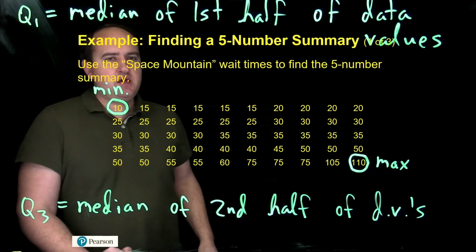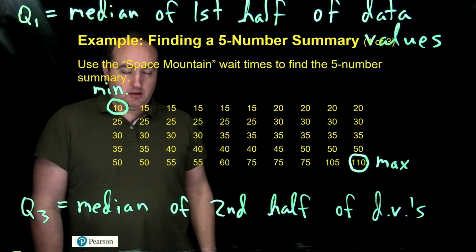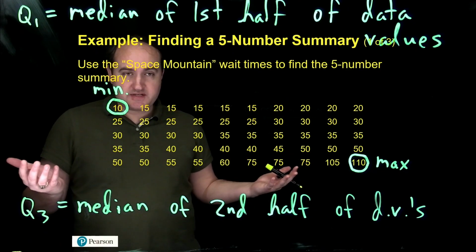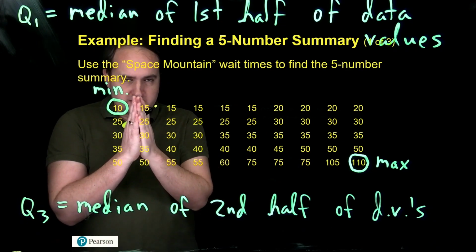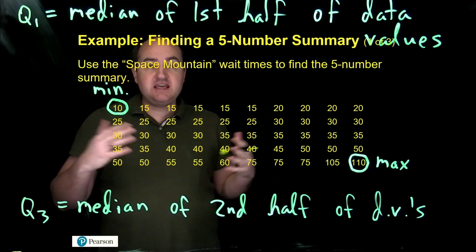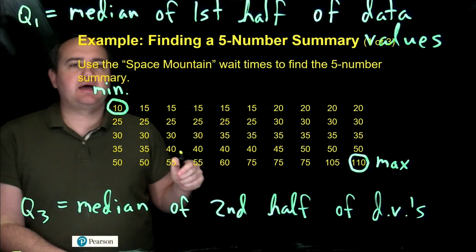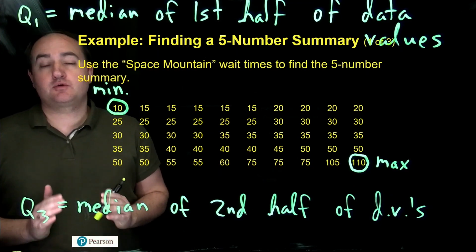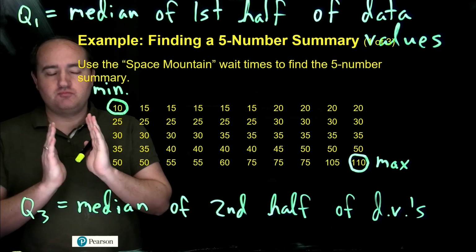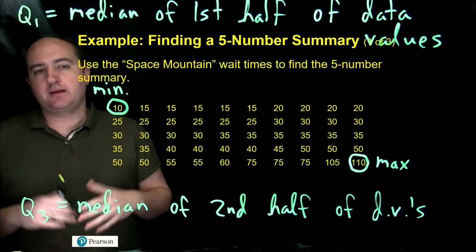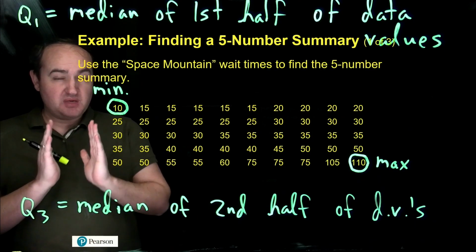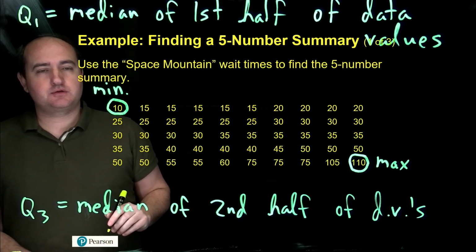And the median is either going to be, if there are an odd number of data values, the very middle data value. Or if there are an even number of data values, as in this case, then it's going to be the average of the two middle data values. And I'm not supposed to call it average. It's actually the mean of the two middle data values.